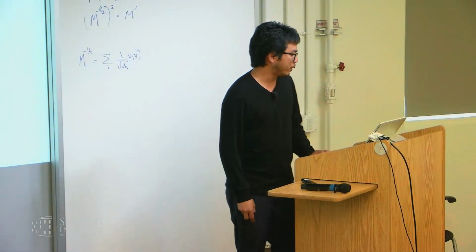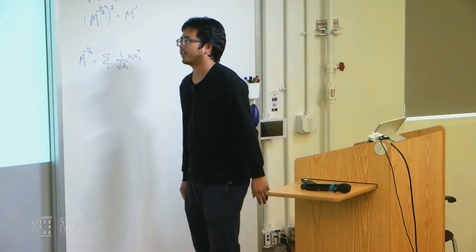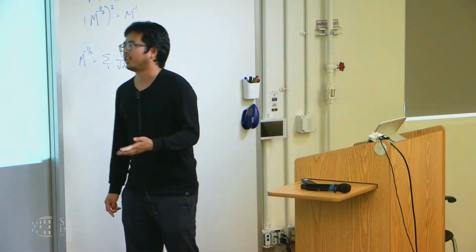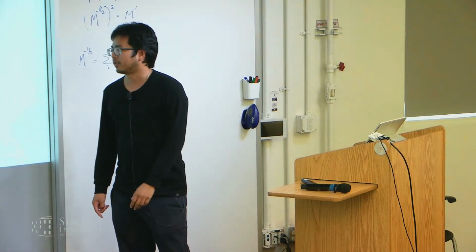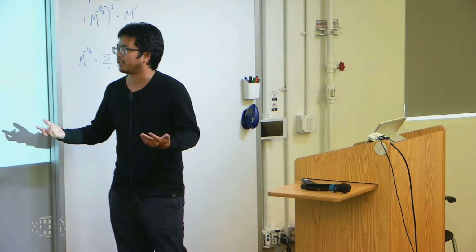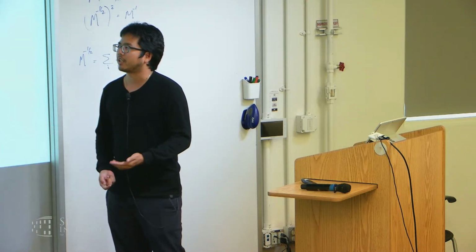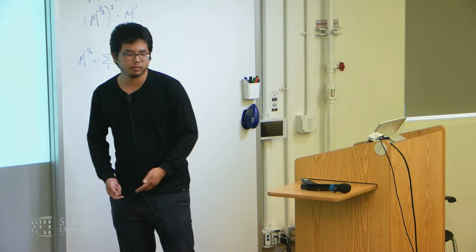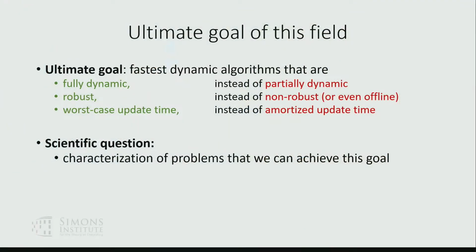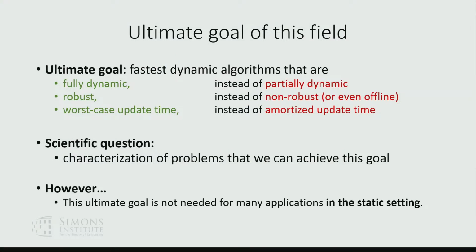It's a good scientific question: to what extent can you go toward this ultimate goal? Can we give some characterization of when you can get fully dynamic? When can you make it robust and worst case update time? So inside dynamic data structures, this is a goal. But I just want to make it clear that this ultimate goal is not always needed if you don't care about the dynamic data structure itself.